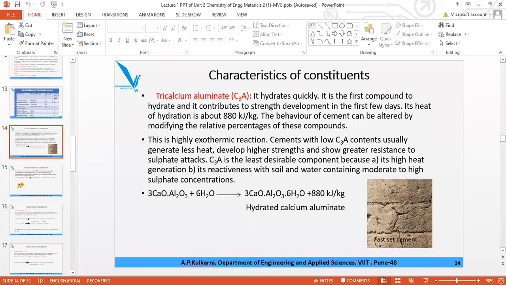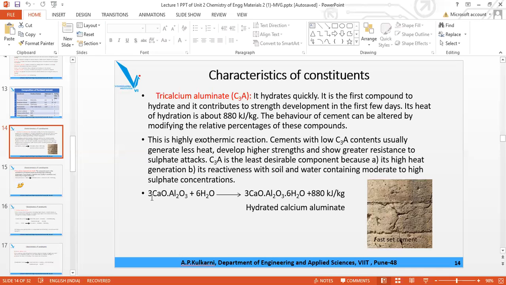First is tricalcium aluminate. What is the formula for tricalcium aluminate? 3CaO.Al2O3. It hydrates quickly. When water is added to any constituent, those reactions are called hydration reactions, and all hydration reactions are exothermic. Some amount of heat is evolved. You know the property of each constituent.